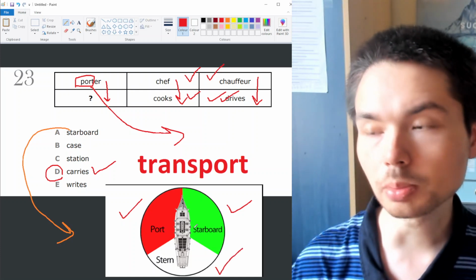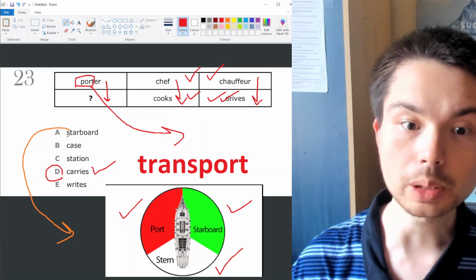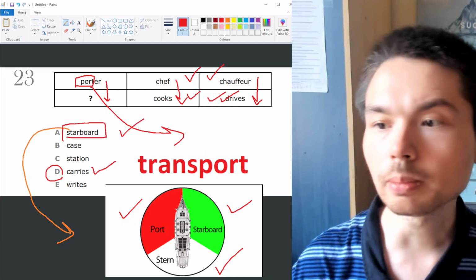Now, why is the starboard called the right side? It's because most sailors were right-handed. Had to quickly Google that. Hey, even I've learned something. Good. One more question, we're done.